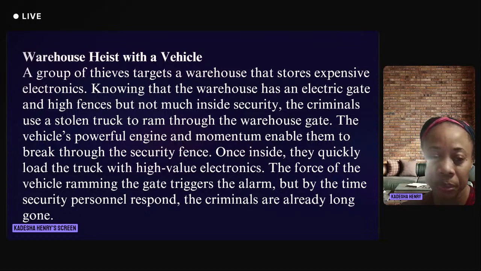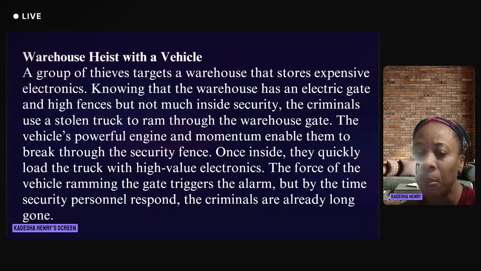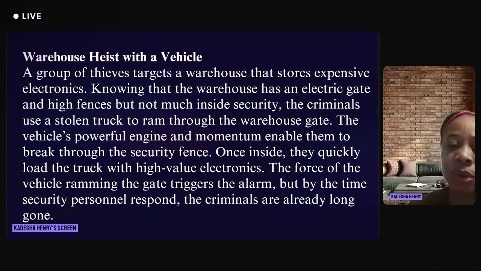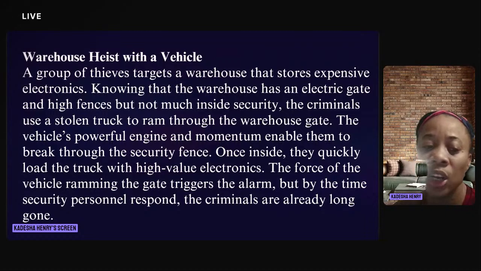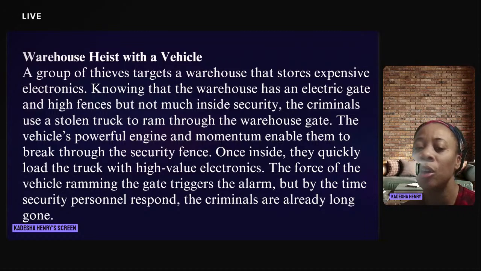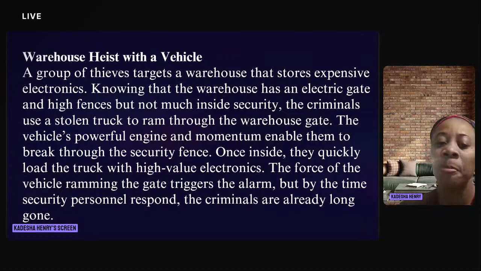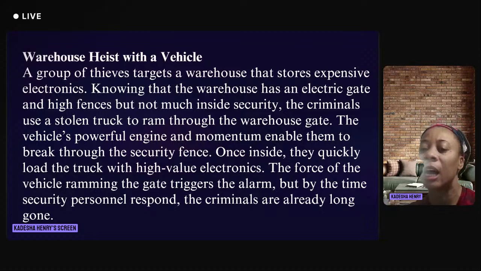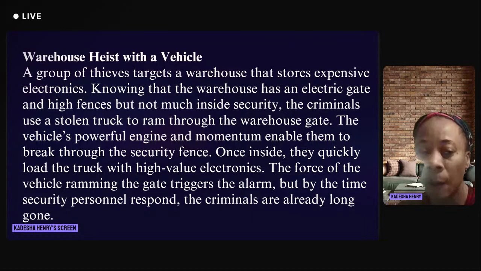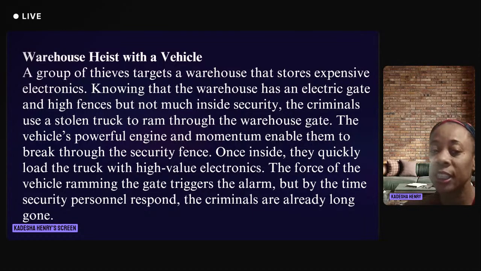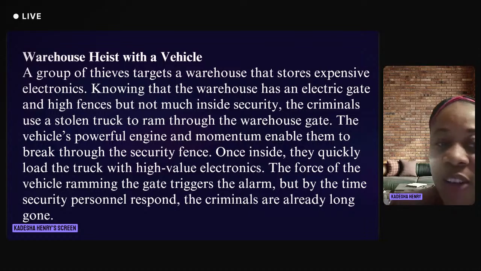The vehicle's powerful engine and momentum enable them to break through the security fence. Once inside, they quickly load the truck with high-value electronics. The force of the vehicle ramming the gate triggers the alarm, but by the time security personnel respond, the criminals are already long gone. So this is a real situation, right?